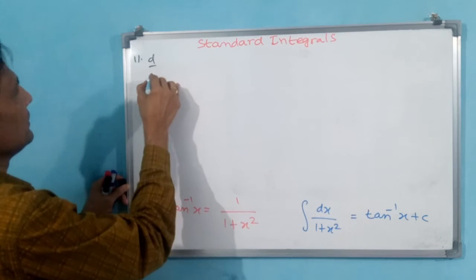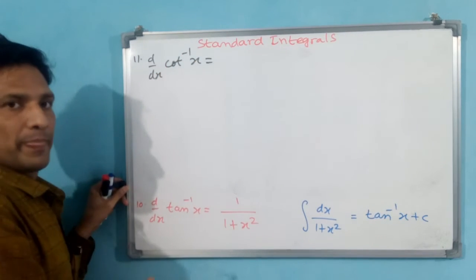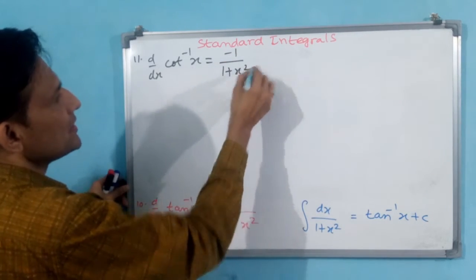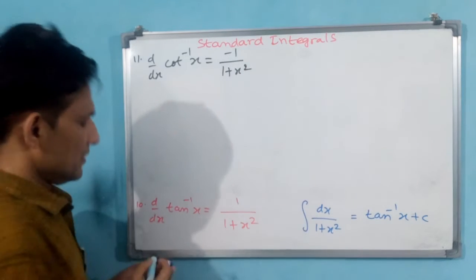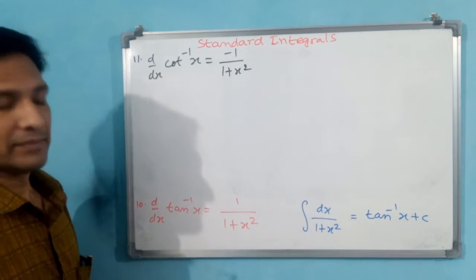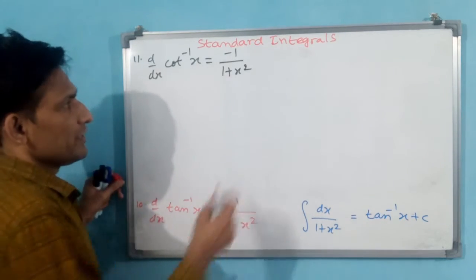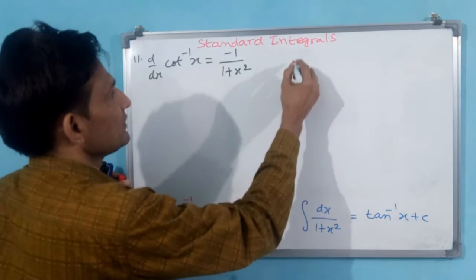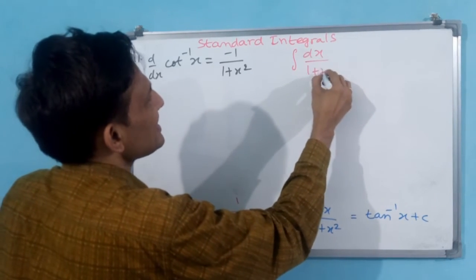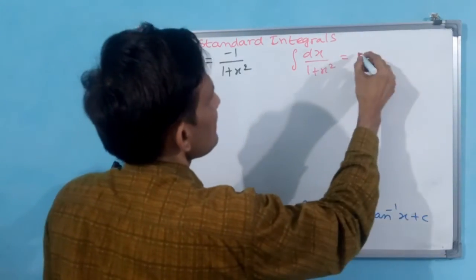D by dx of cot inverse x is minus 1 by 1 plus x square. Is it okay? Minus 1 by 1 plus x square. Then shall we write here integral minus 1? No. Minus cot inverse x.